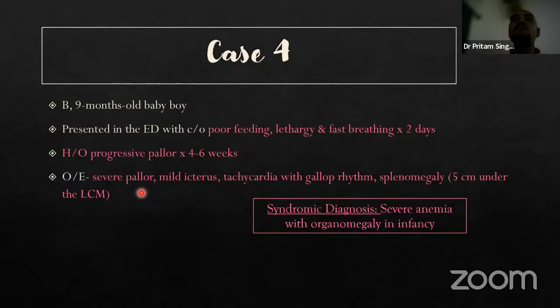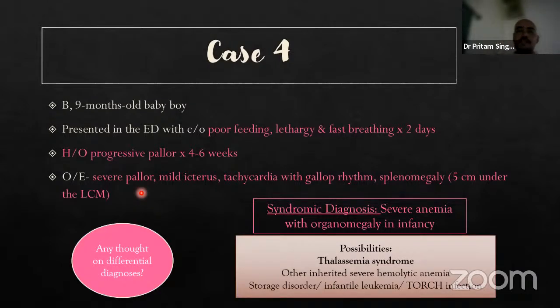Anything else? Any other differential? A baby with severe... Any other hemolytic anemia? But that is a little vague. You can say a severe form of inherited hemolytic anemia. Okay. Any other differential? Apart from hemolysis, can it be anything else? In such a situation, the most common differentials that we entertain are thalassemia, other severe forms of hemolytic anemia like a severe form of HS, etc. But typically they don't present in infancy. But obviously, you have to keep in mind other conditions like storage disorders, infantile leukemia, and TORCH group of intrauterine infections should also be taken into consideration.